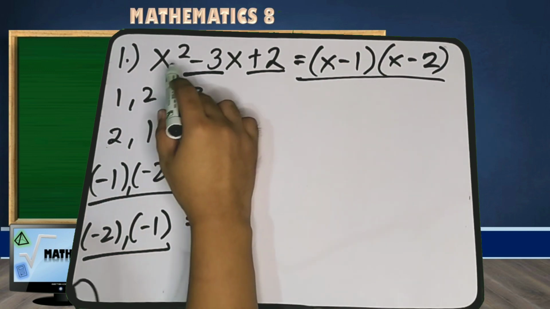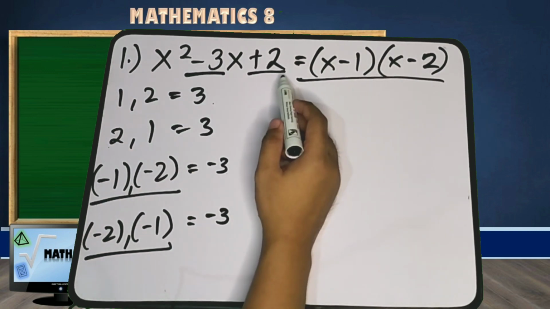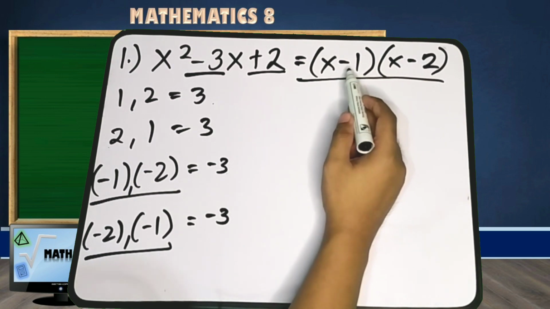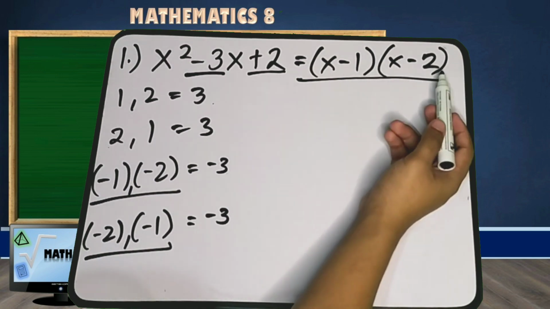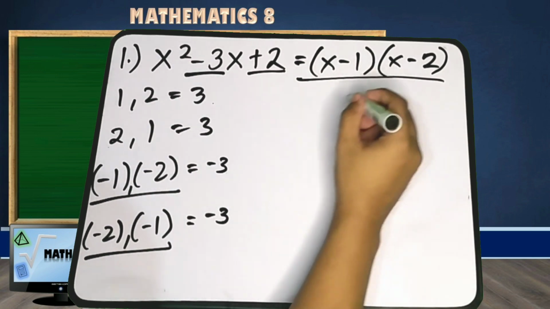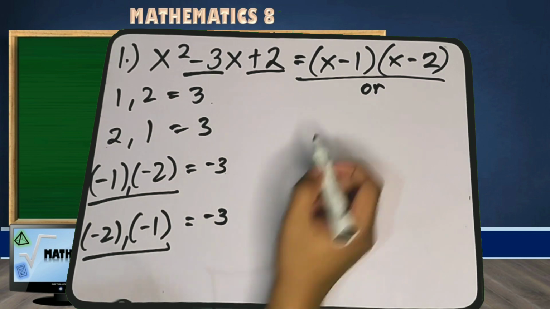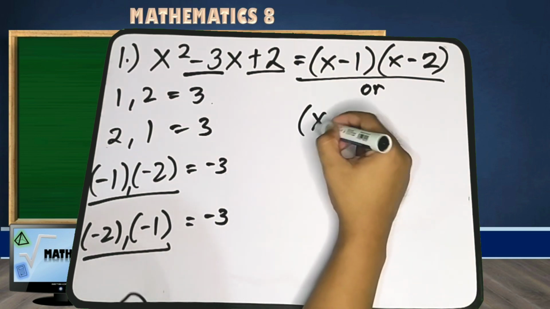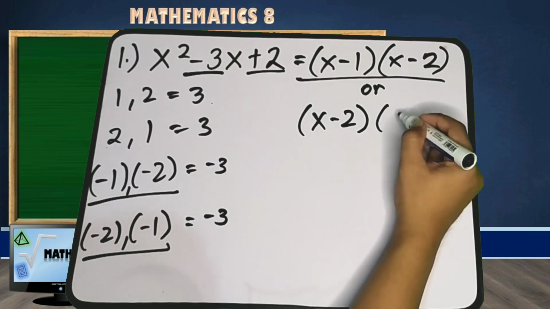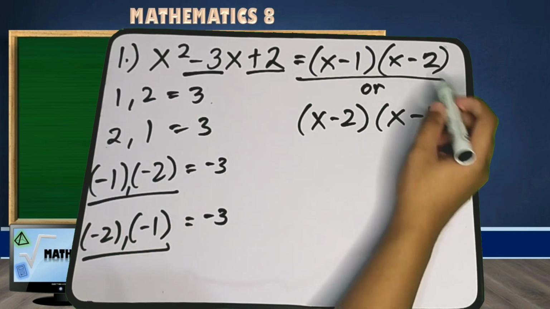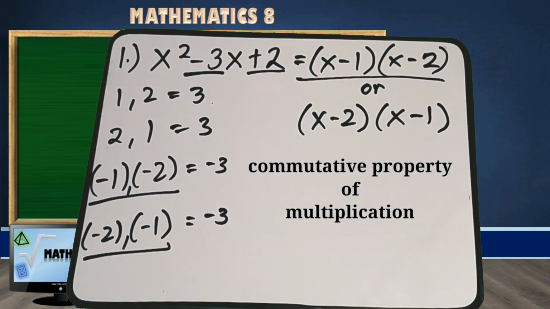So, the factor of x squared minus 3x plus 2 is equal to x minus 1 times the quantity x minus 2. Or, pwede rin kasing negative 2 tsaka negative 1. So, it could be x minus 2 times x minus 1. So, they are the same.